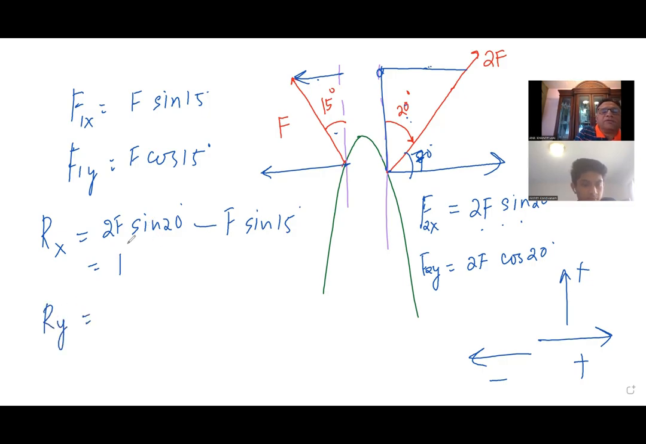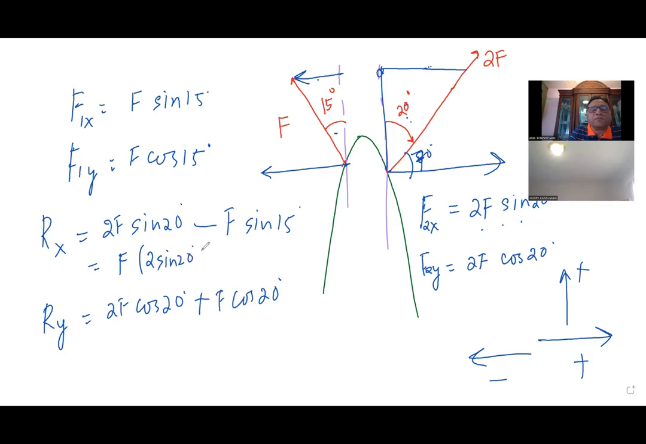Similarly, the y component will be 2F cos of 20 degrees plus F cos of 15 degrees, because both are pointing up, right? Correct. Now, can you find what is 2 sine 20 minus sine 15? And what is 2 cos 20 plus cos 15? So for the resultant x, the value inside the bracket would be 0.425.